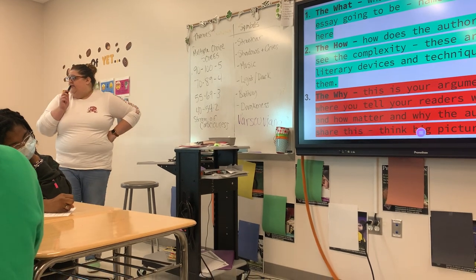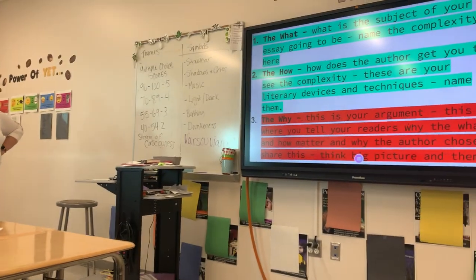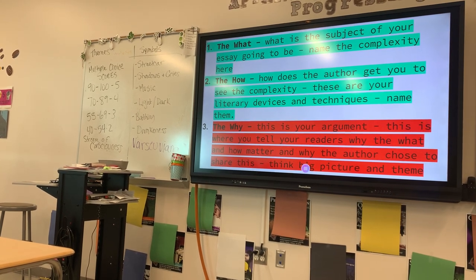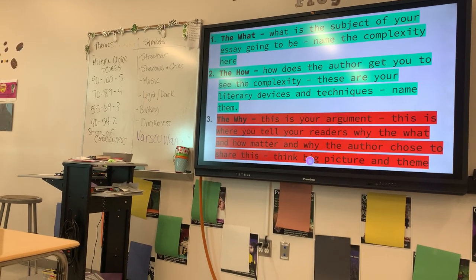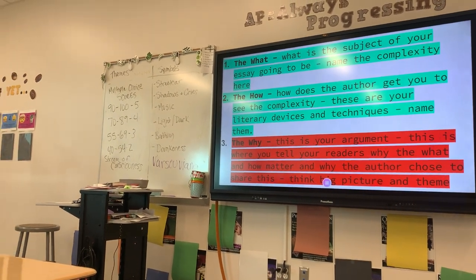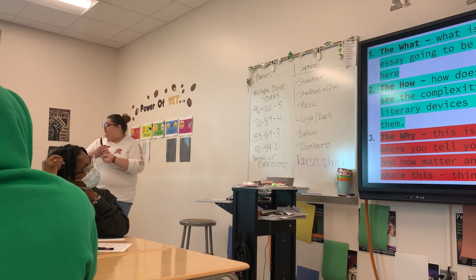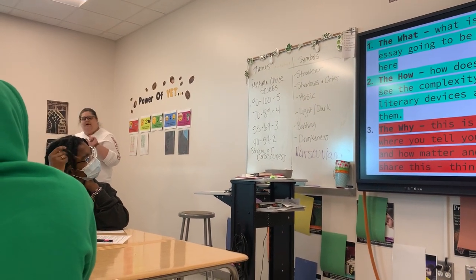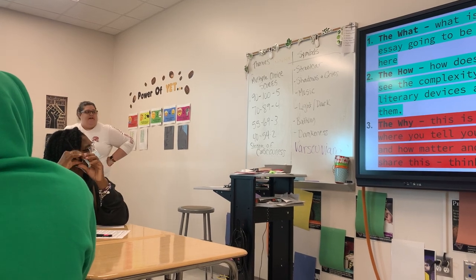It's on your paper, you can't see. How does the author get you to see the complexity? These are your literary devices and techniques to name. This is where you talk about similes, narration, the conflict, characterization. You guys do this pretty well. Some of you still write literary devices and techniques. We're not gonna do that anymore though, because this is an easy point to get.